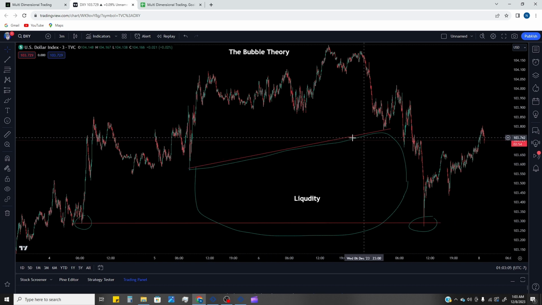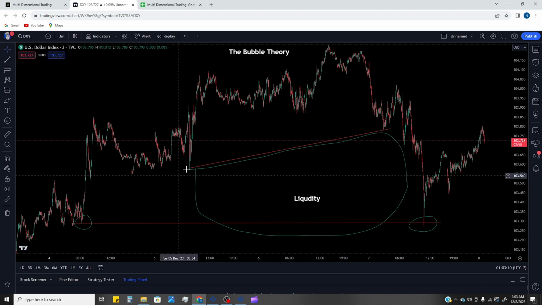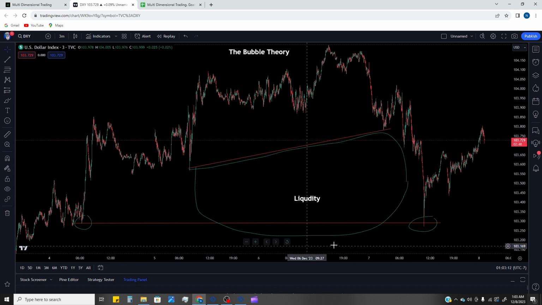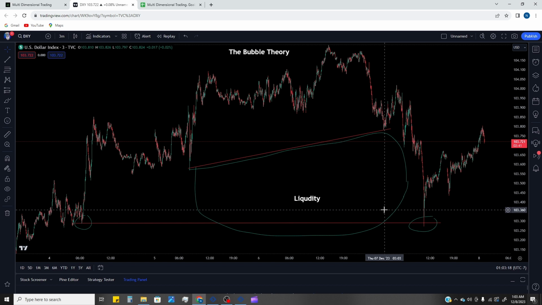Trend line, draw a bubble, find liquidity. Find the bottom of the market, of the structure as it is, right then and there.